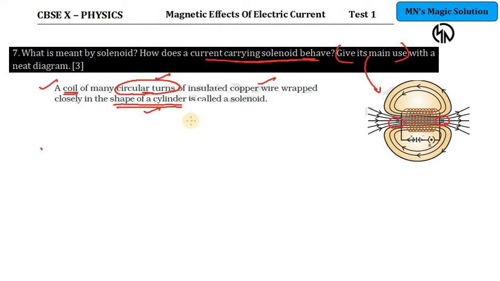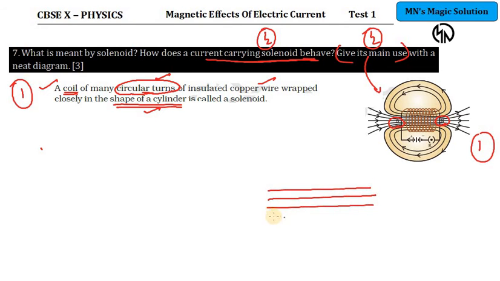So this question carries totally 3 marks. For the diagram alone it is 1 mark. For writing what is meant by a solenoid, it is 1 mark. For specifying how it behaves like a bar magnet, half a mark. And for its use in making a temporary magnet, half a mark. So totally 3 marks for this question. And specifically, for drawing the diagram, make sure first of all you draw some 5 parallel lines.